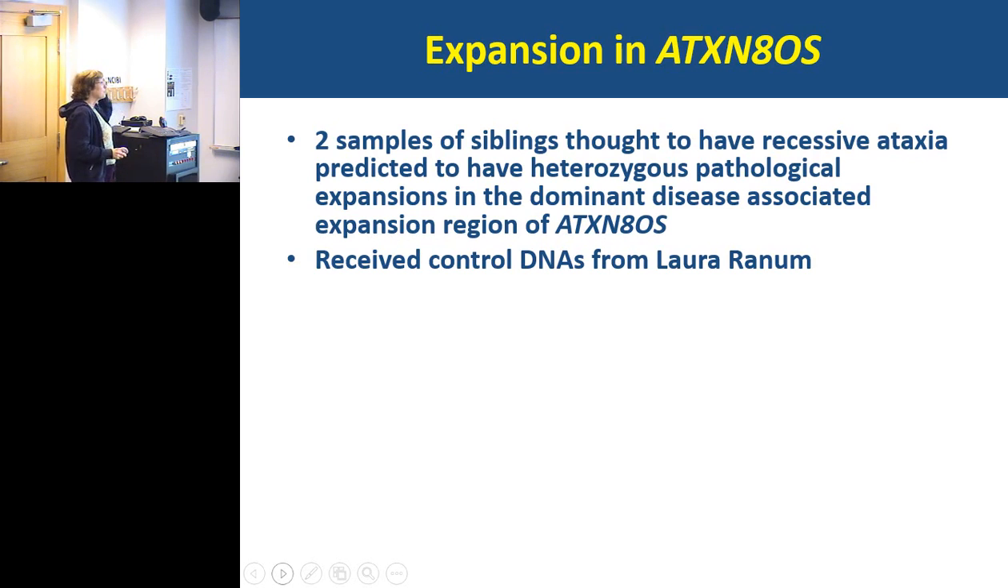And that is very interesting because these siblings were two sisters who were referred to us as having recessive ataxia. So they were predicted to have a homozygous mutation or a compound heterozygous mutation. But what Bo found is two heterozygous pathological expansions in this gene that were associated in the literature with dominant ataxia, called ataxin 8OS.